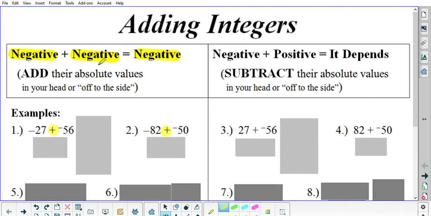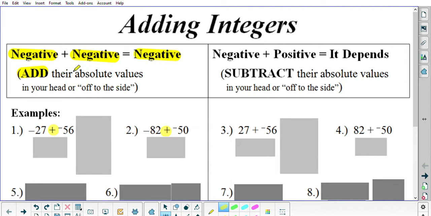But how do you find the final answer if it's a negative plus a negative? You know the answer is going to be negative, but what do you actually do? Here's what you do. You'll add the absolute values of the numbers in your head or sometimes off to the side if you have to find out what the final answer is going to be. And then you just keep it negative.